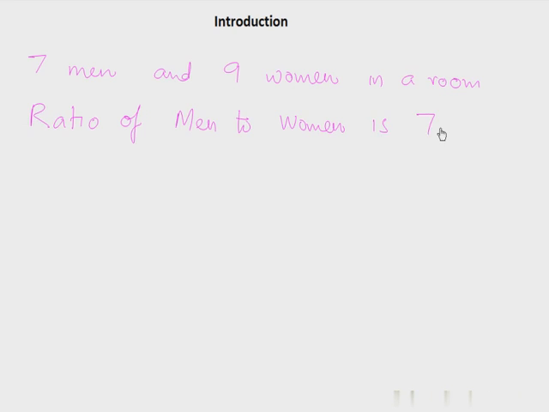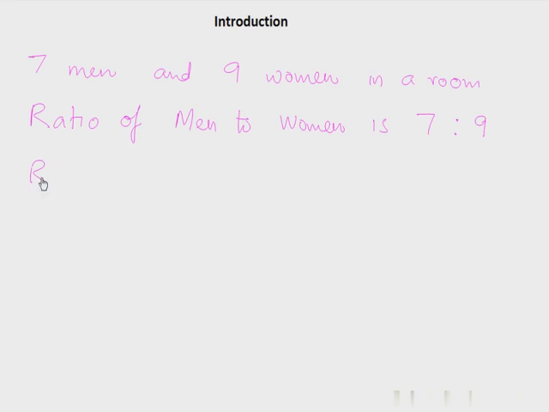So suppose I have 7 men and 9 women in a room. I'd like to compare the men and women in this room. So I can say the ratio of men to women is 7:9. I use a colon to separate the number of men and the number of women. I can also say the same information in other ways.